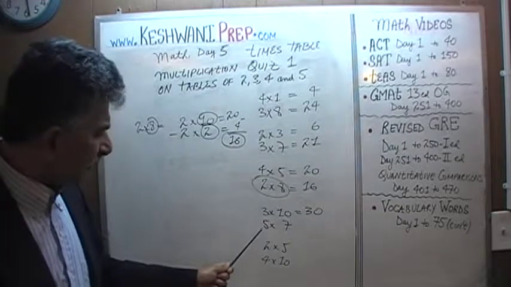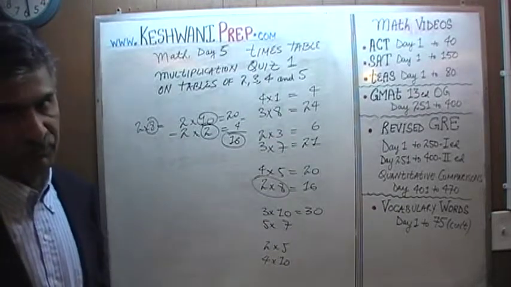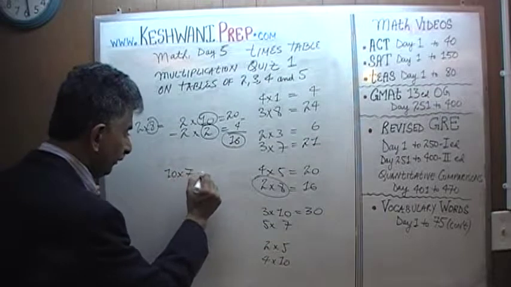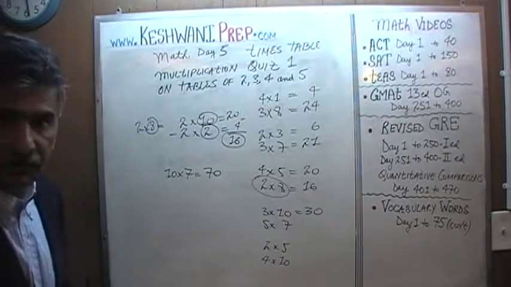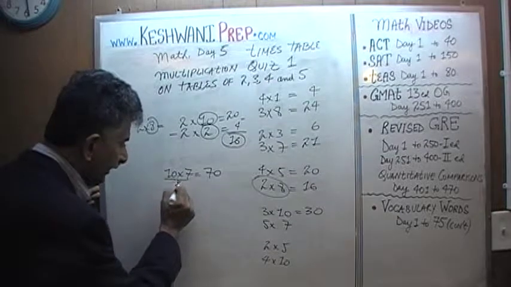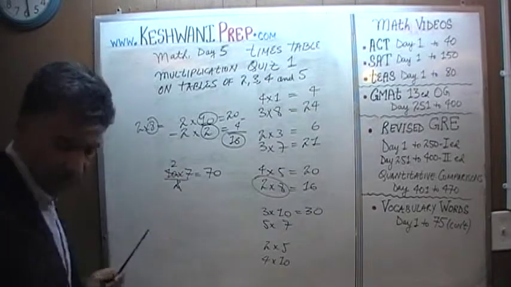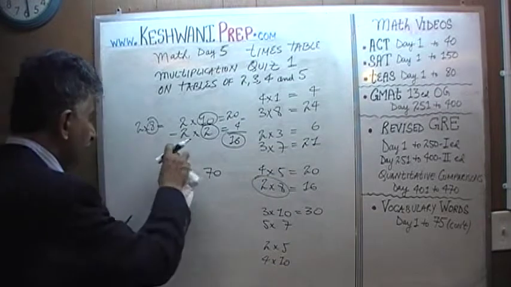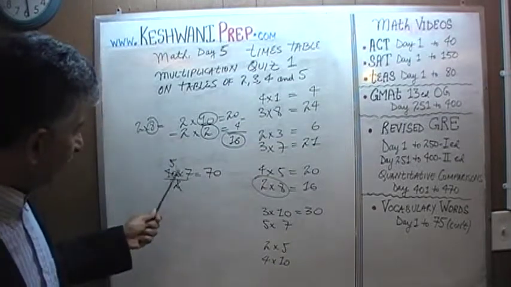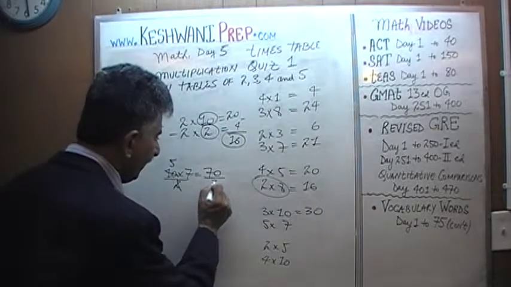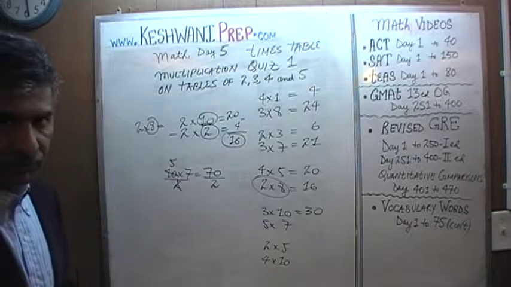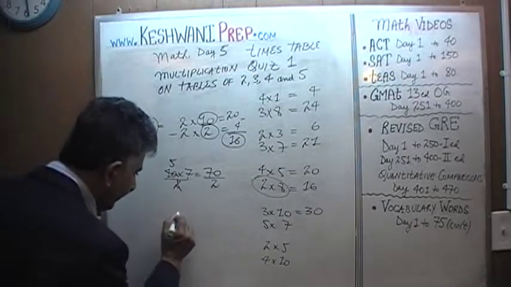5 sevens is also very easy, actually. We know 10 sevens are 70, aren't they? So instead of 10, if you were to take half as much, 10 will become 5. And now 5 sevens is half of 70. What is half of 70? Do you know how to divide 70 by 2? It's very easy.